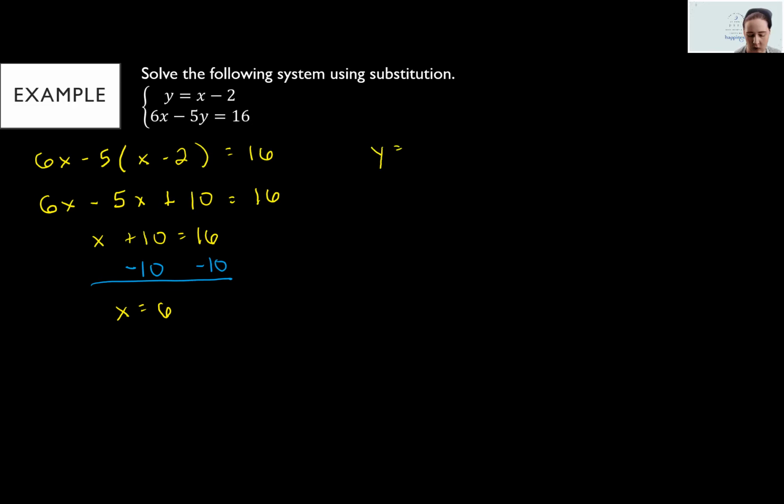So we have y equals x minus 2 and x is 6. So it's just 6 minus 2. And then that just literally gives you 4. So, you know, a couple of steps.